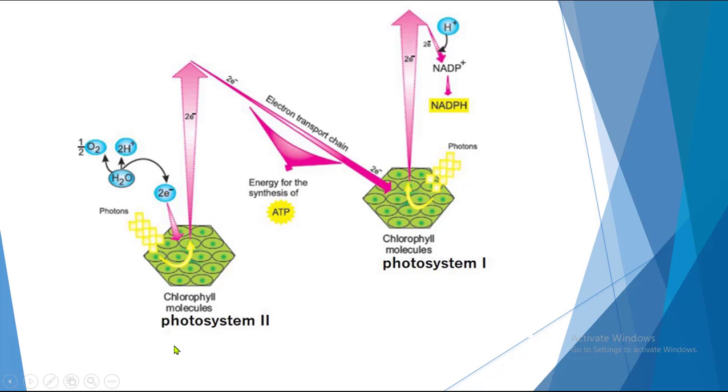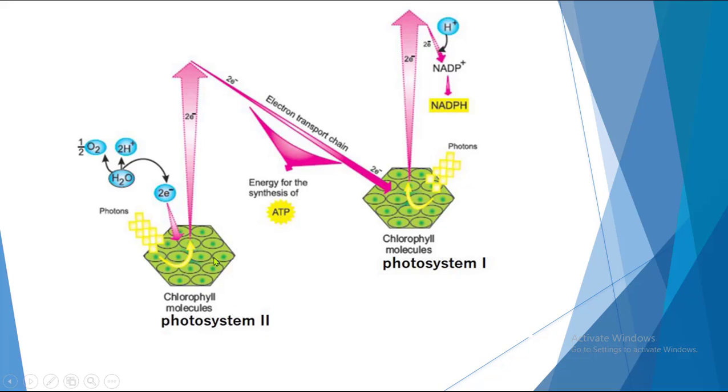So let me revise what a photosystem is. We already have discussed it in the previous lessons. A photosystem is actually a cluster of photosynthetic pigments. Inside the thylakoid, the photosynthetic pigments are present in the form of clusters, which are known as photosystems.